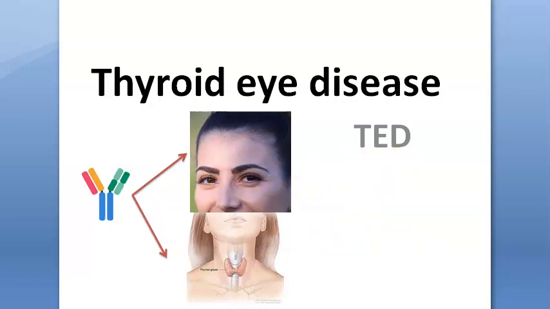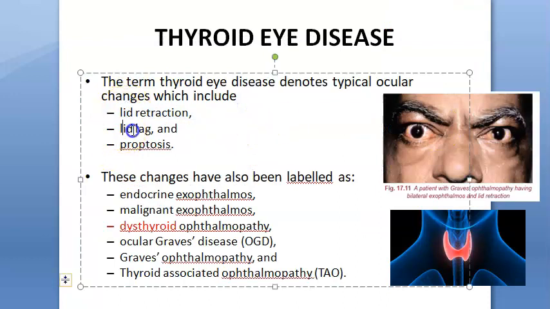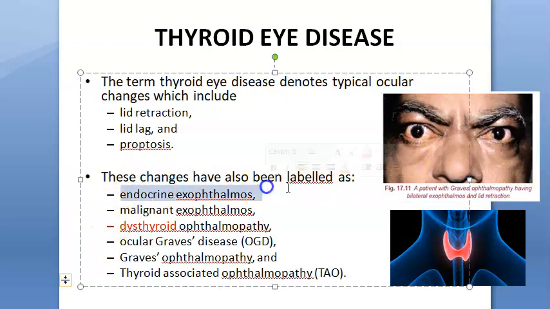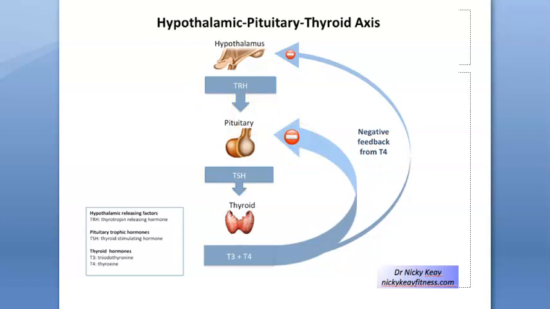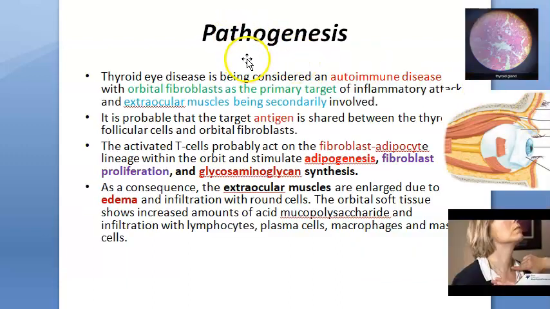In thyroid eye disease, what all will you have? You will have lid retraction, lid lag and proptosis. Remember this image: lid is retracted, lid lag and proptosis. This is also called endocrine exophthalmos. So many terminologies are there. So what are the risk factors? Female, middle age, who smokes, like that you can remember. Autoimmune thyroid disease they will have.